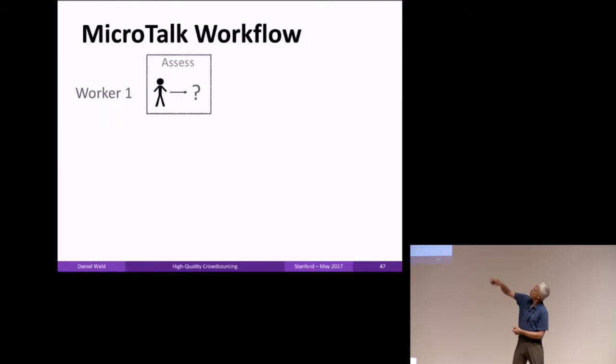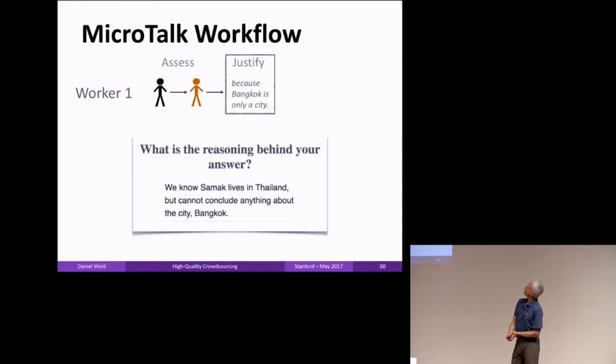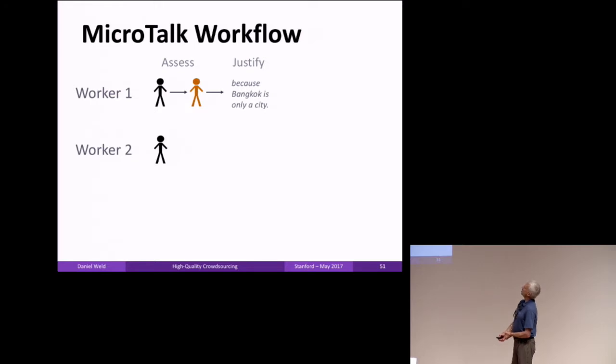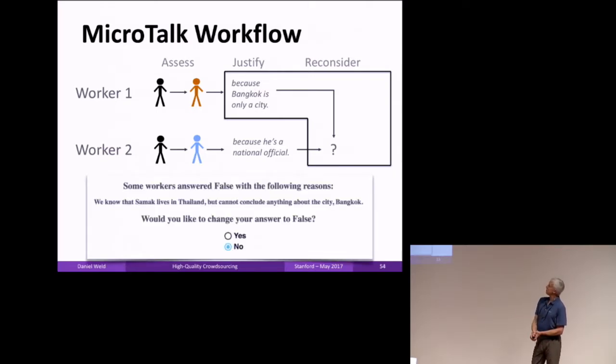So here's the workflow. First worker goes through, they're asked to answer a question, they say it's false. So then they're asked to write a justification, and they write some text. Here they're saying, we know that this person lives in Thailand, but we can't conclude whether they live in Bangkok. Another worker comes through, they think it's true, they write a justification, and now we combine those two together, and worker 2 sees worker 1's results and maybe changes his mind.